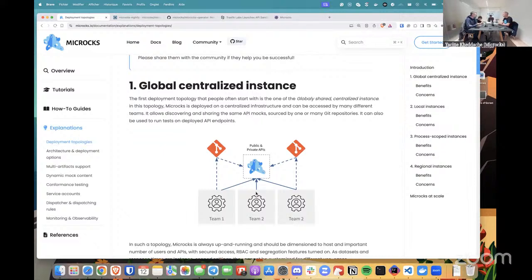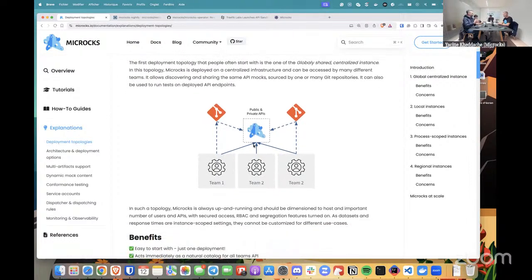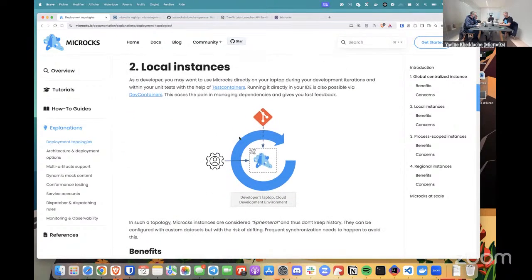Yes, always up and running instance that is considered as the source of truth for all the different projects. But these last years, you know that we've done some big evolutions of Microcks to allow this shifting left approach. And so we are now seeing this new pattern that's called local instances. So typically developers that are using it with Docker Compose or directly integrated into their IDE or unit test using dev containers or test containers as well. So that allows them to have a very quick feedback loop.